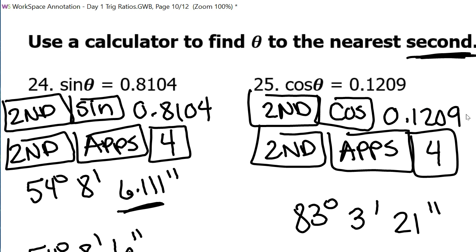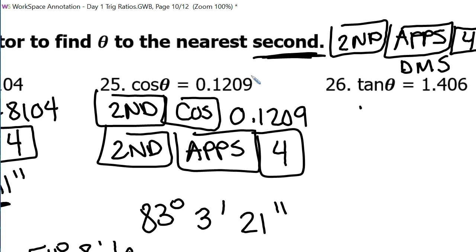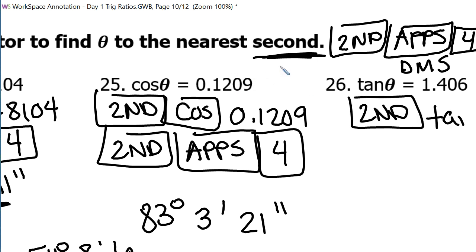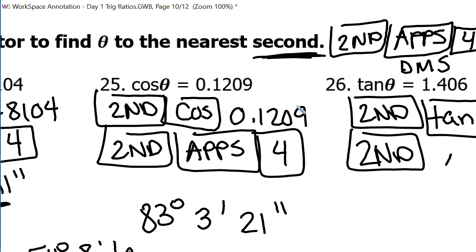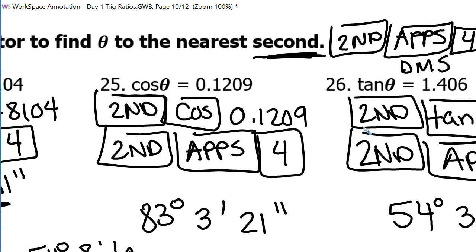Okay, number 26. Same process, we'll have to do secant. This time we'll have to do tangent of 1.406. And then after you get that, do secant apps, number 4. And how many degrees did you get? 54 degrees. How many minutes? 34 minutes. And how many seconds? 41 seconds. We agree?